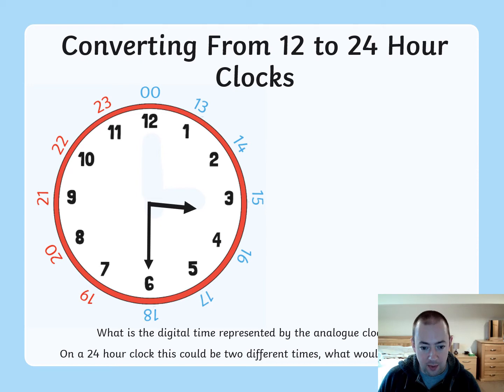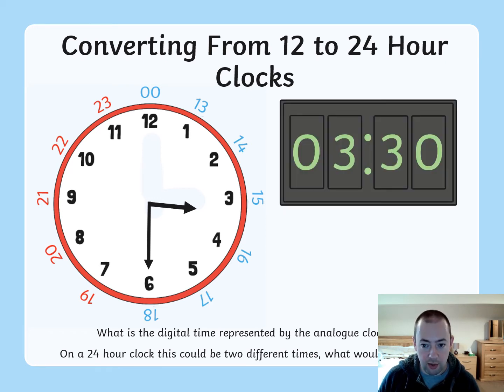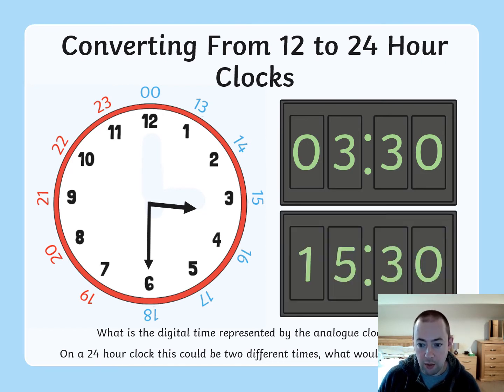Here's another one. So we've got 3:30. This could be either in analog time, but in digital time it could either be 03:30, that's 3:30 in the morning, or it could be 15:30, that's 3:30 in the afternoon.